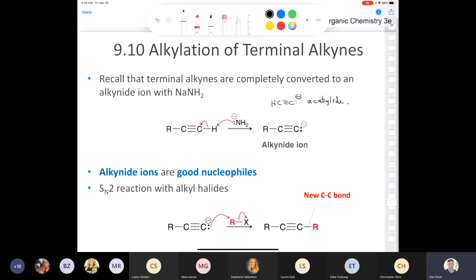Well, here's where it gets interesting, because alkynides or an acetylide are good nucleophiles, right? You have a negative charge on a carbon, heck yeah, that's going to be a good nucleophile. And so they can do an SN2 reaction with an alkyl halide or any kind of alkyl that has a good leaving group attached to it. And look what you form, a new carbon-carbon bond.